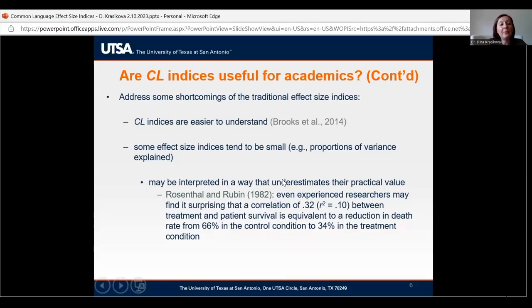For example, Rosenthal and Rubin in their 1982 paper noticed that even experienced behavioral researchers might find it surprising that a correlation of 0.32, which corresponds to 10% of variance explained between the treatment and patient survival, is equivalent to a reduction in death rate from 66% in the control condition to 34% in the treatment condition. So some of the traditionally used effect size indices may be interpreted in a way that underestimates the practical value of the findings.